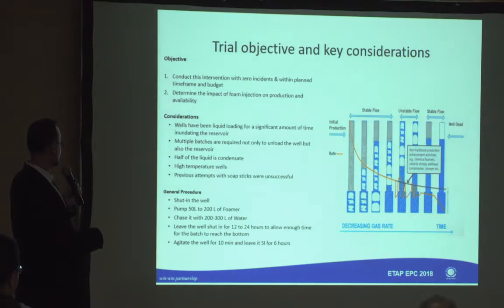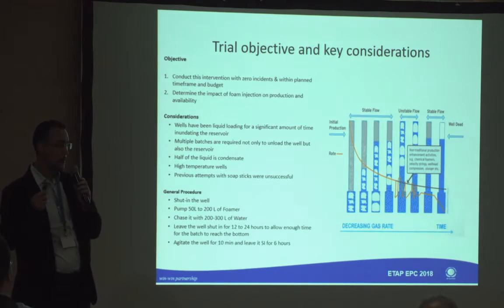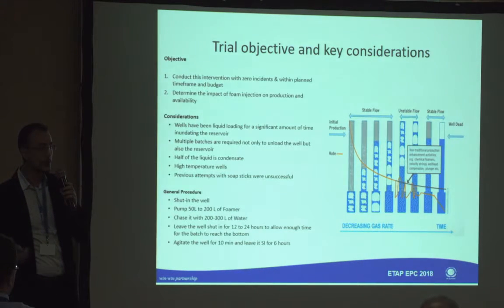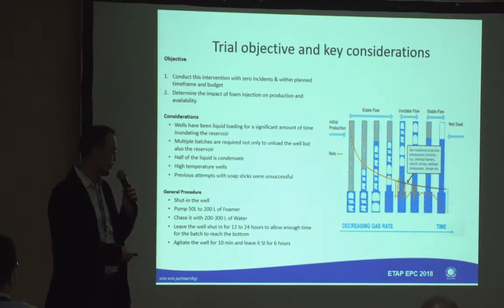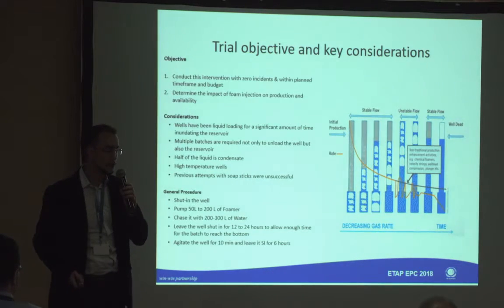The general procedure was to shut in the well, pump some foaming agent from the surface, from the tree cap, and then leave the well shut in for about 18 to 24 hours to allow the foaming agent to arrive at the bottom of the well, because these wells are quite deep. They are up to 3,000 meters deep, and therefore it takes some time for the foamer to arrive at the bottom. Chase the foamer with some water to prevent the foamer from dehydrating and deteriorating because of the temperature.